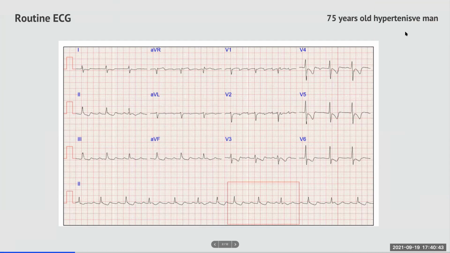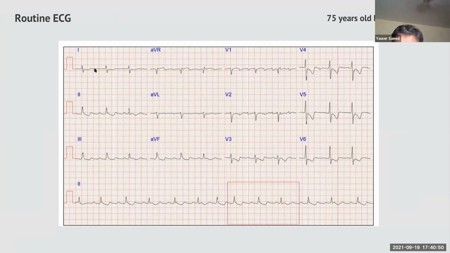By looking at lead 1 and AVF. Lead 1 and AVF, I think. Very good. So lead 1 and AVF or lead 1 and 2.